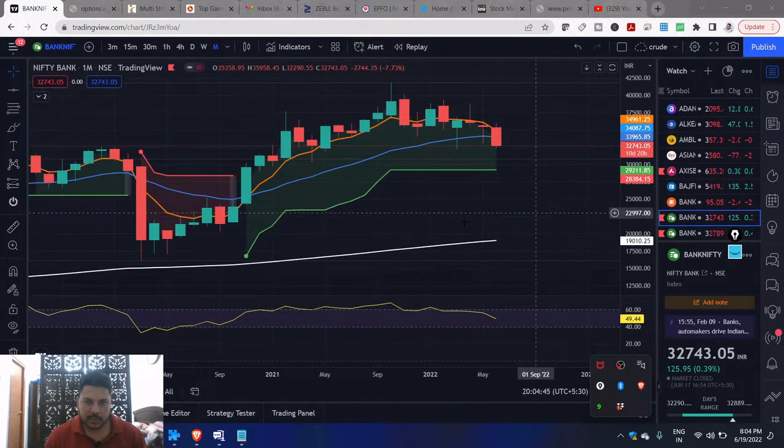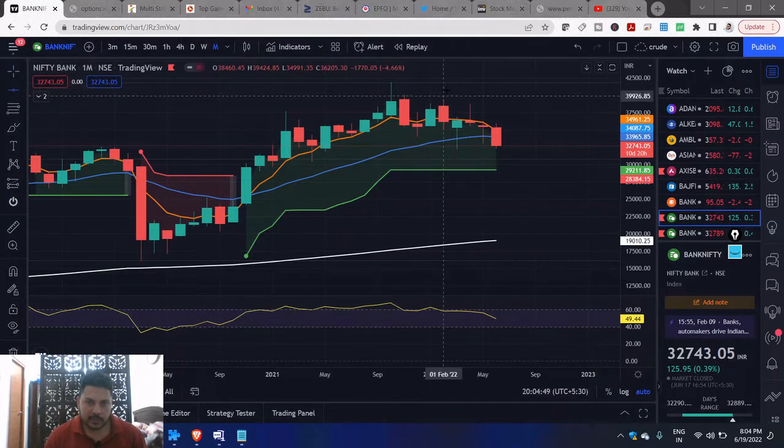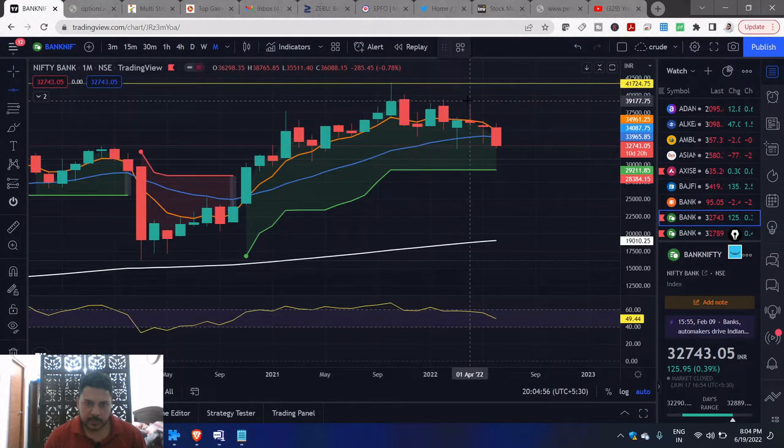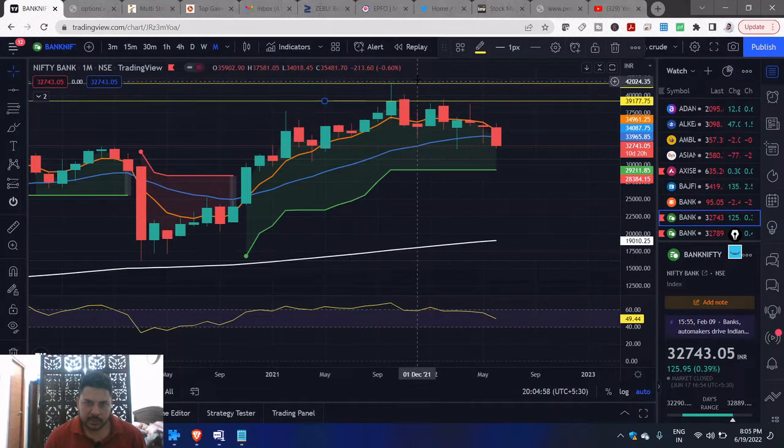So let's do one thing. Let's mark some levels here. Okay, let's mark this 50% candle. So this is a wick which I have marked, and you can see that this zone has been tested multiple times. Once, twice, thrice, fourth time, and now it's come back.